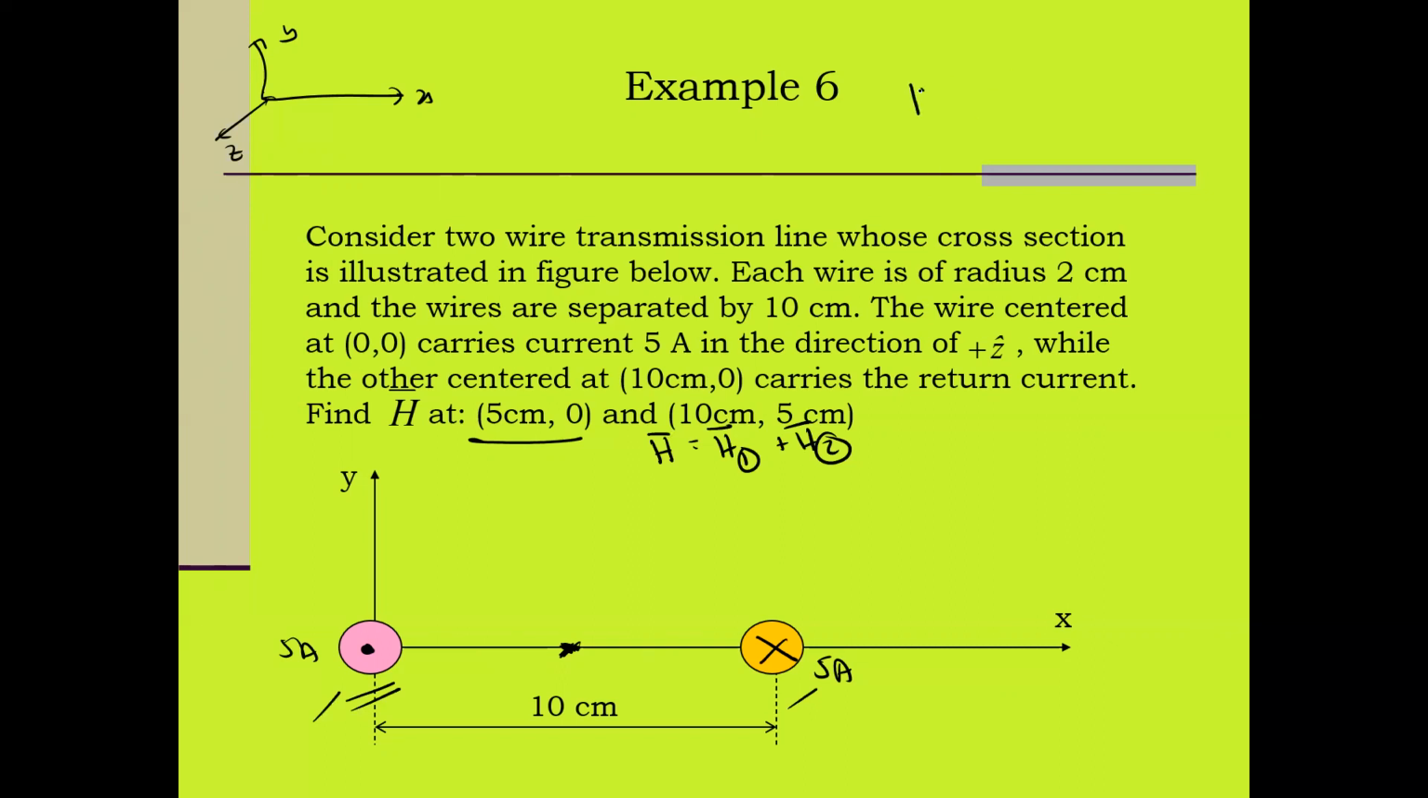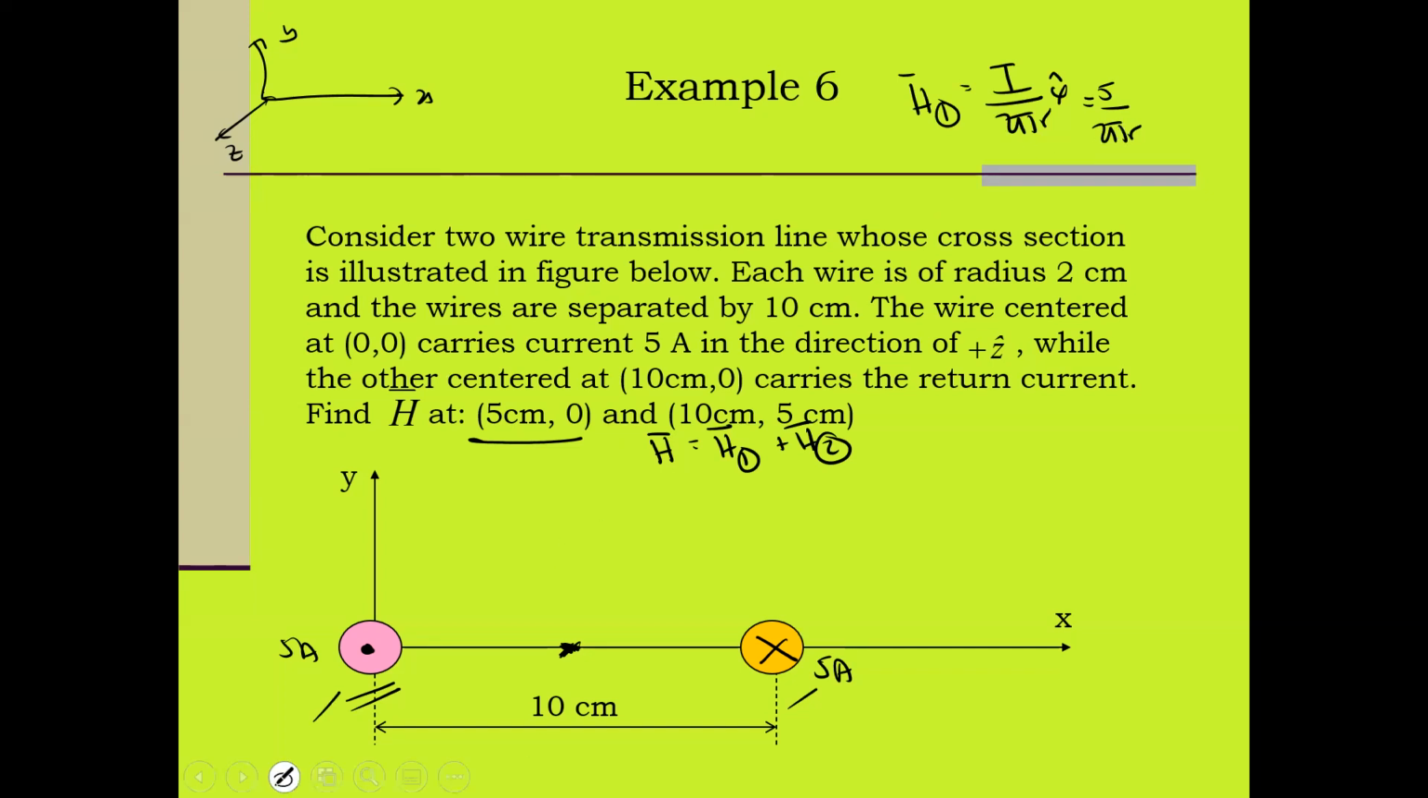So for H1, knowing that the transmission line is infinite in length, because we are not given any information regarding the length of this transmission line, we can assume that the length is infinite. So H1 will be equal to I divided by 2 pi r in the phi direction, in which I is 5 ampere, and then we have 2 pi of r. So what is r?